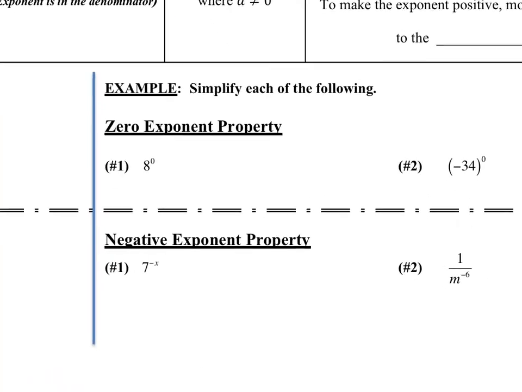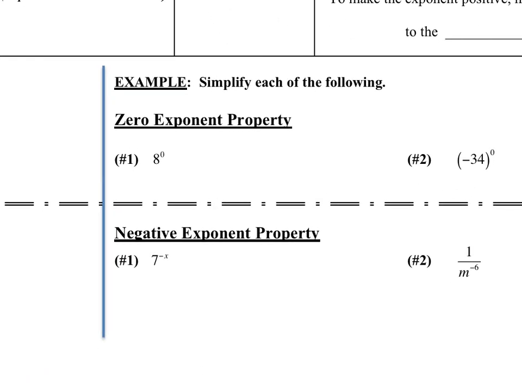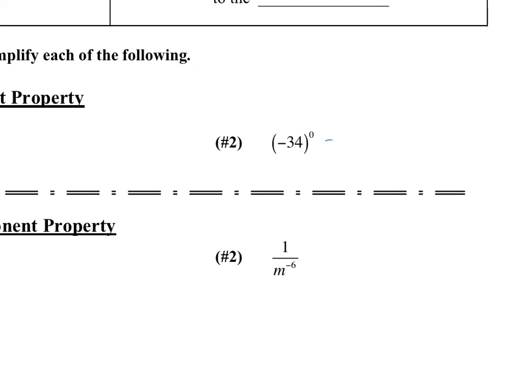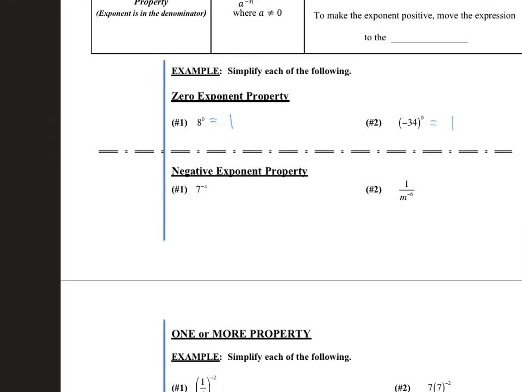All right, let's get to some actual examples here. So, we have zero exponent property. What's 8 to the 0 power? Anything to the 0 power equals what number? It equals 1. Same thing over here. We have negative 34 to the 0 power. It's also going to equal 1. They're both going to equal 1.